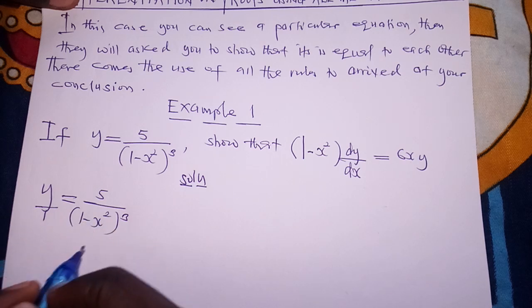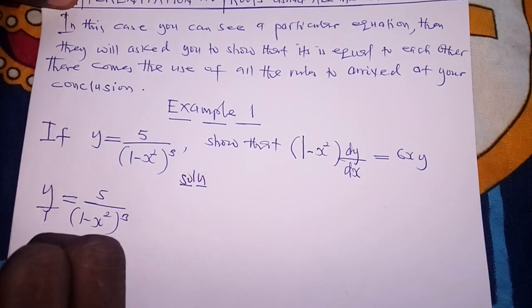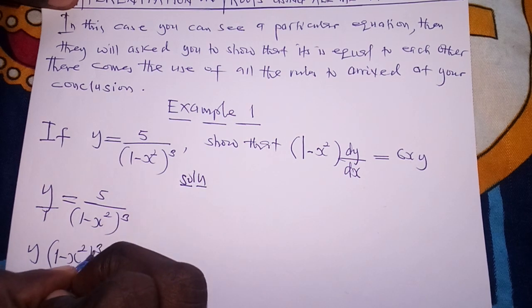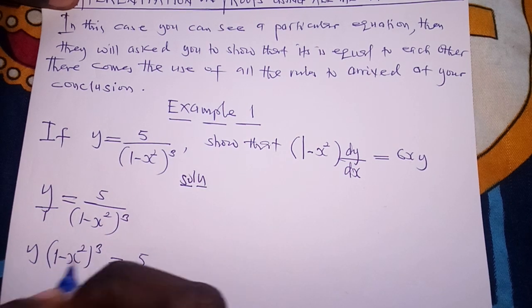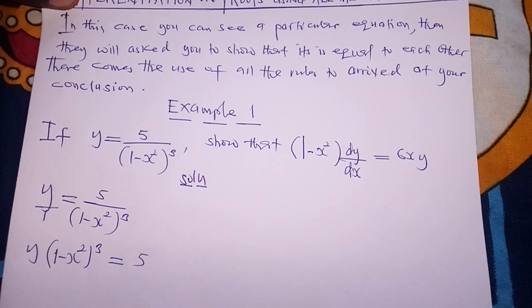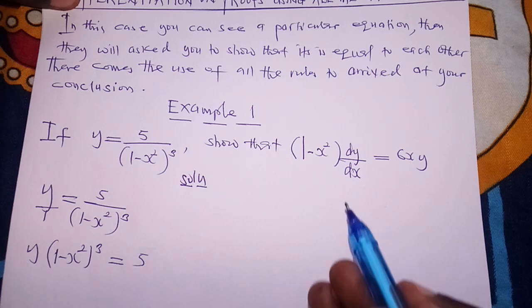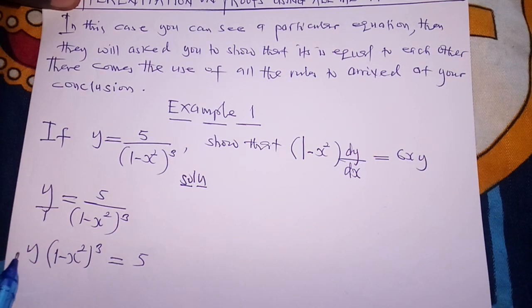Cross multiply. If you multiply this, you have y multiplied by (1 minus x squared) raised to the power 3, which becomes 5. That's the first step that I have to take. Now if you look at this, you will see that this is product rule, and at the same time this is chain rule also. It means you have to use two rules here to arrive at your answer, that is product rule and chain rule.